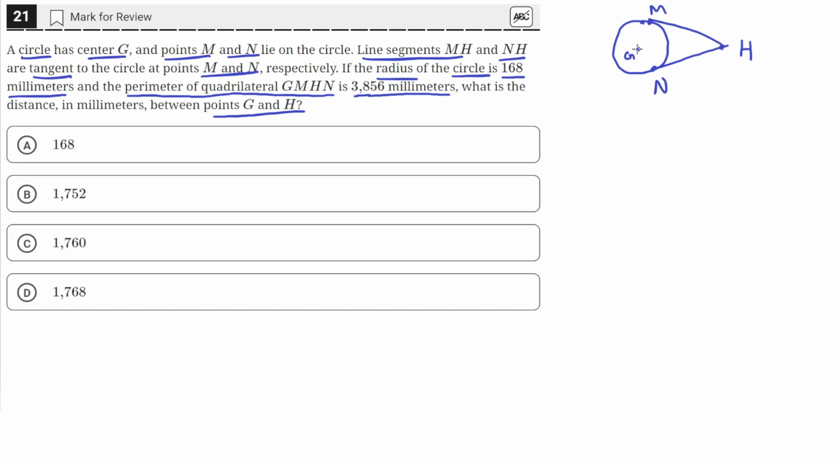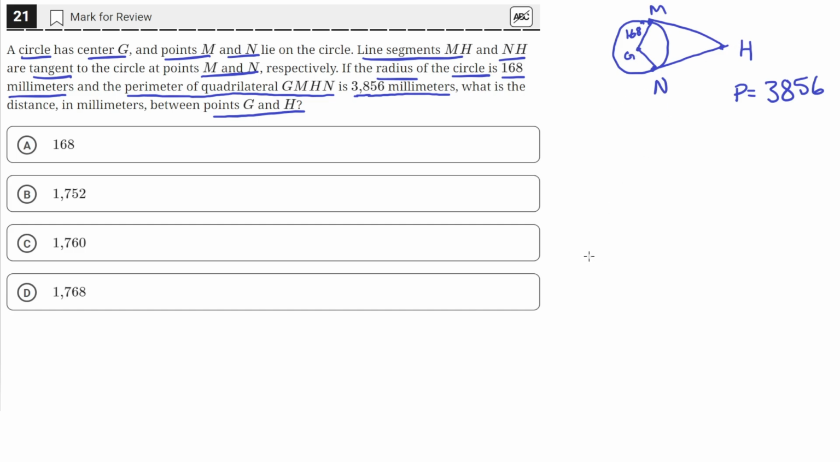And then we're told that the radius of this circle is 168, and that the quadrilateral that comprises these two radiuses plus MH and NH has a perimeter P, let's just say P, of 3,856 millimeters. We need to find the distance between G and H.